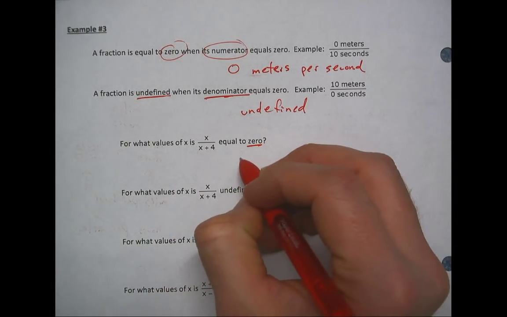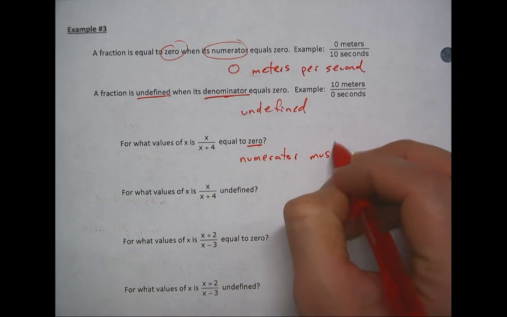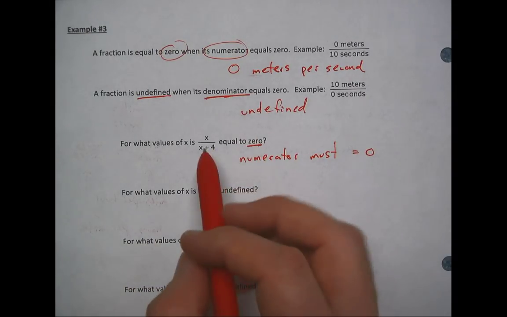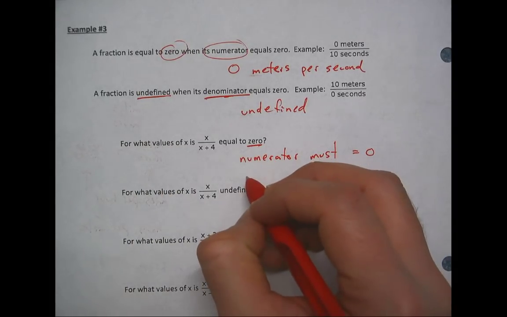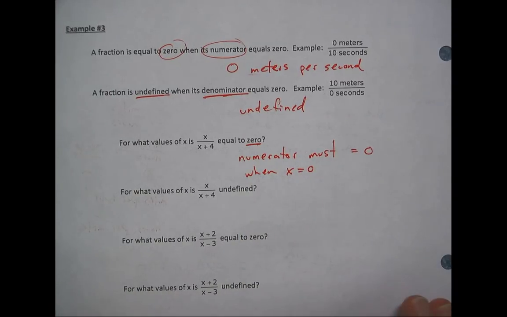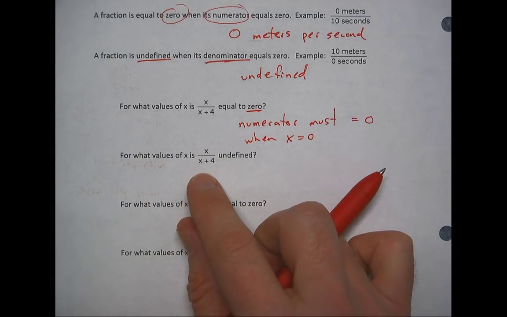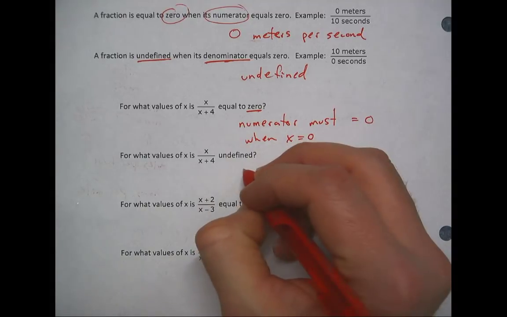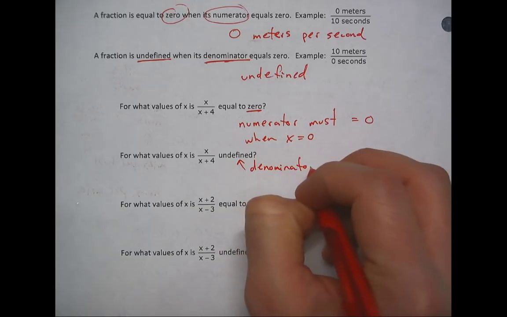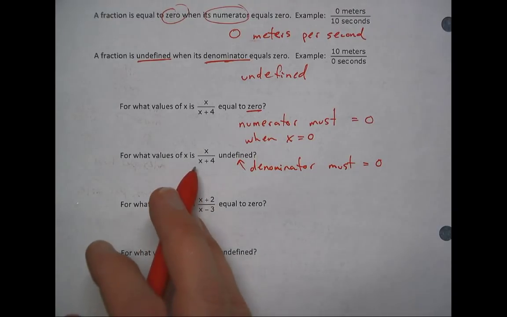So the numerator must equal 0. So for this case, when is this fraction equal to 0? When x equals 0. So same fraction, for what values of x is this undefined? So if it's undefined, the denominator must equal 0. So not x, the denominator.